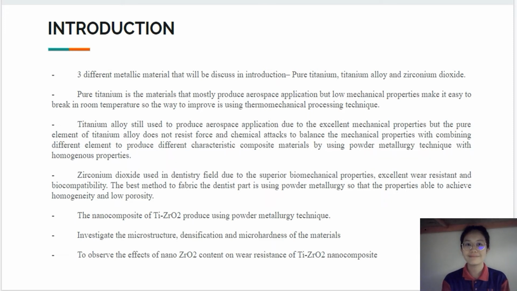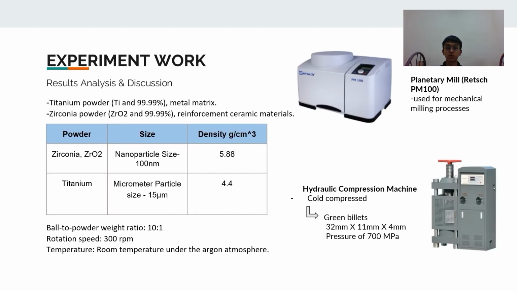Thank you. My name is Tan Yongjin. I will present about the experimental work. In this case study, titanium powder was used as the metal matrix and zirconia as the reinforcement ceramic material for preparing the ZrO2 nanocomposite. The nanoparticle size and density of ZrO2 powder are 100 nm and 5.8. The micrometer particle size and density of titanium powder are 50 micrometers and 4.4. The powder was blended according to the content of 2.5 and 5 ZrO2 and then mixed completely.